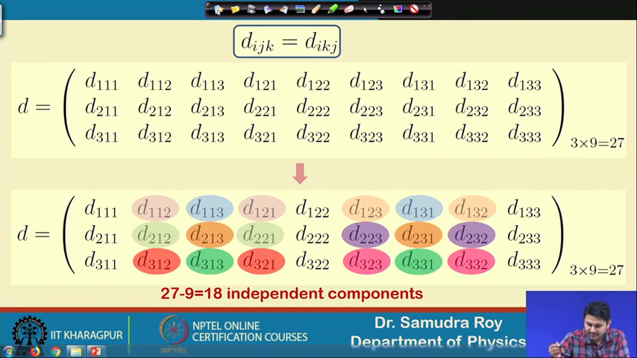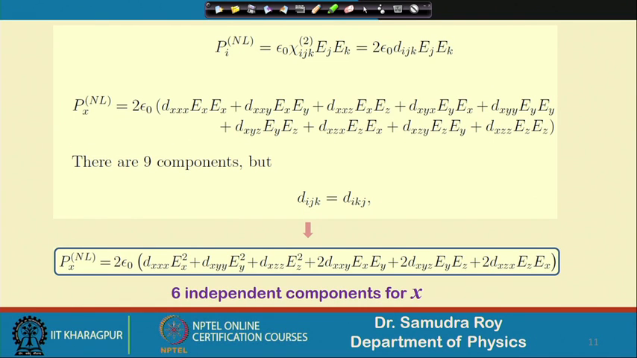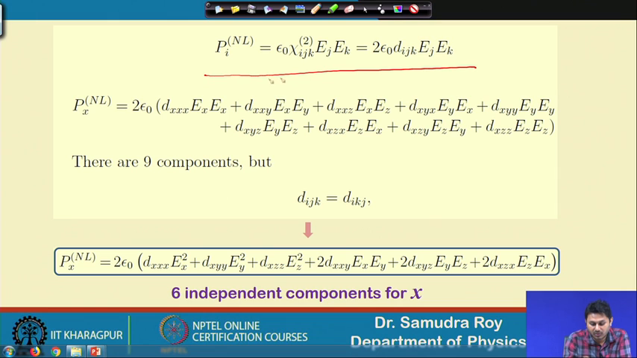Once we have reduced using this permutation symmetry, the next thing is to rewrite the D matrix in a more compact way. Before writing the D matrix in a more compact way, we need to find out what the value of Px should be. This is the same thing we are writing. So, Px is epsilon 0 times d_ijk, and now if I want to find the xth component, I should write dxx, dxy, dxz, also dxyx, dyy, then dx is the same for all the cases.